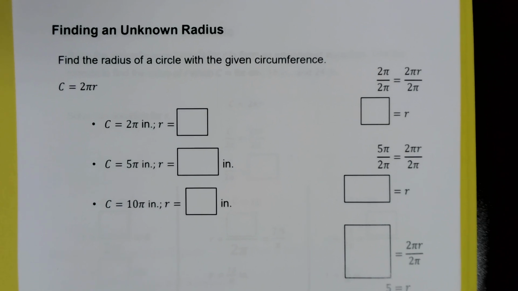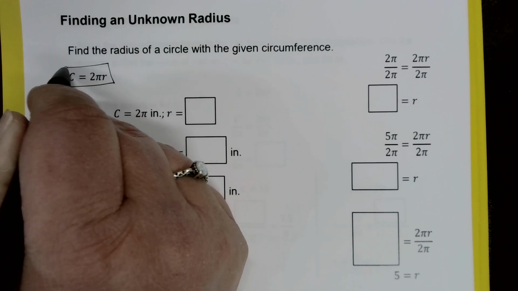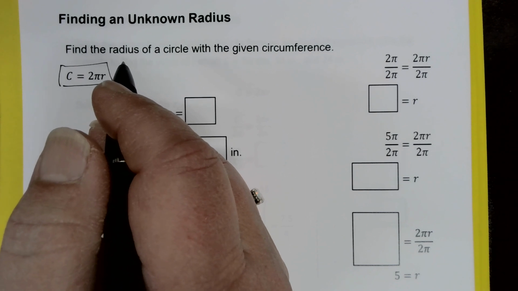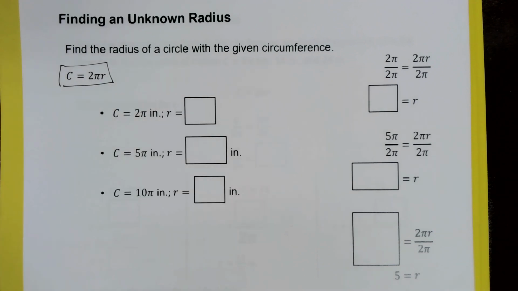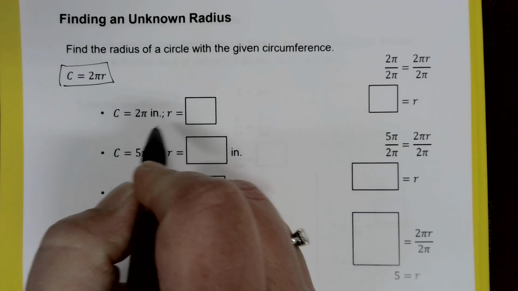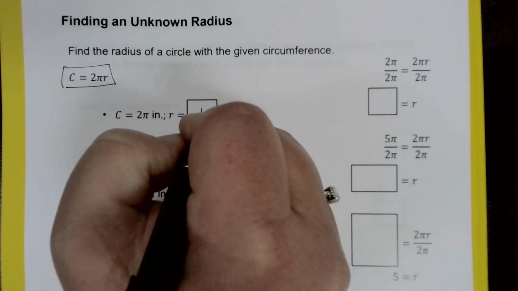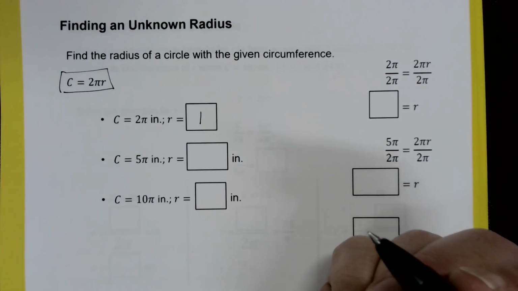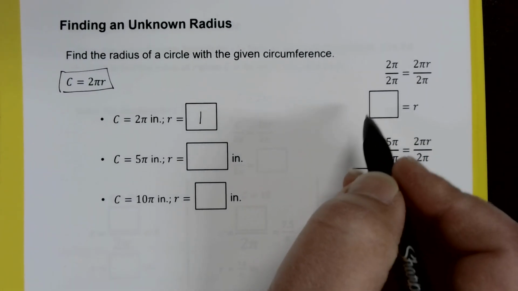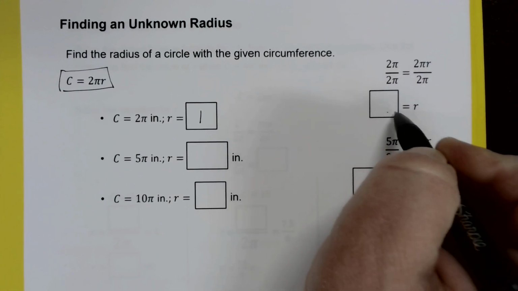First example. This is a literal equation. It is the circumference of a circle: C equals 2 times pi times r. So in the circle, the circumference is 2 pi inches, and we're going to say that r is 1. Here's how I solved that: I had 2 pi r and I divided by 2 pi on each side to get r is 1.